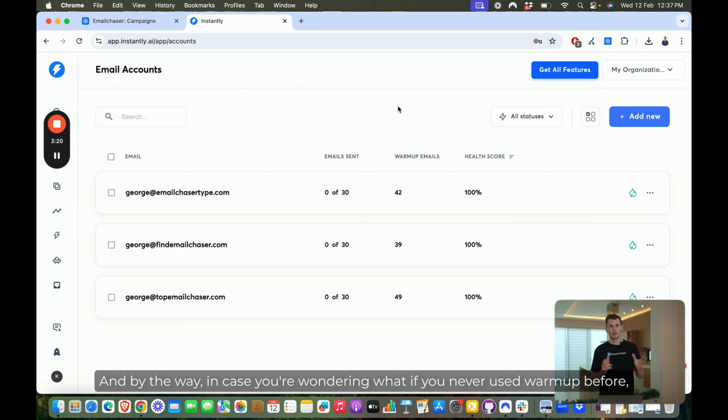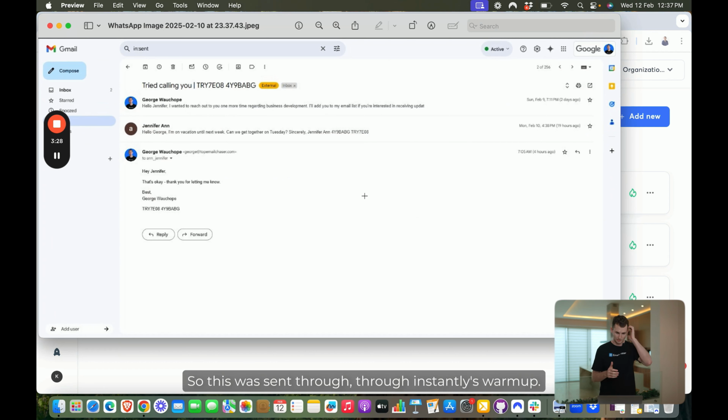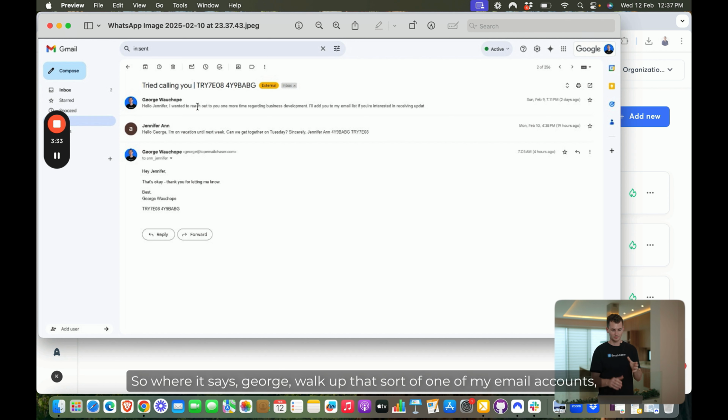And by the way, in case you've never used warm-up before and you're wondering what I mean by fake emails, I got this screenshot here to show you what one of these warm-up emails looks like. This was sent through Instantly's warm-up. Where it says George Walkup, that's one of my email accounts. You can see that it creates a random subject line and then generates some kind of body text, and it sends it to some other email account that's in the same warm-up pool, and then they'll reply.